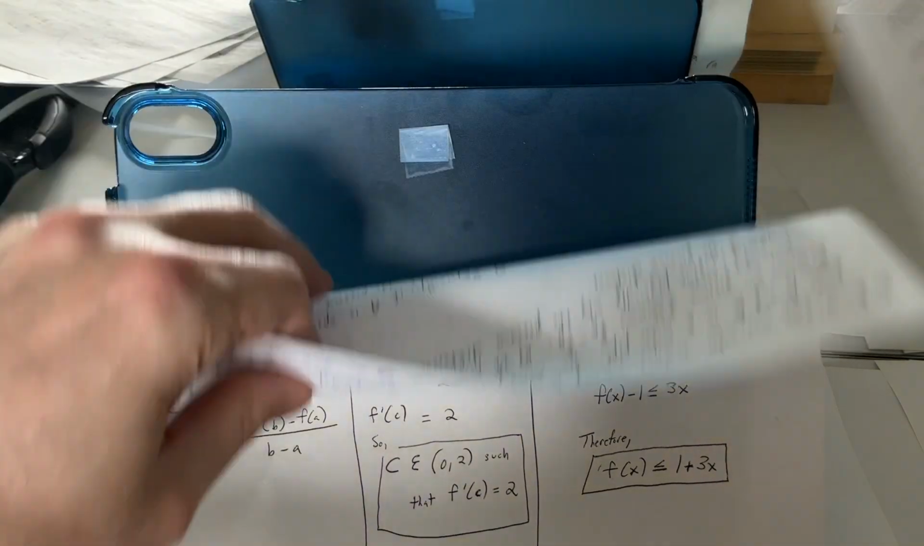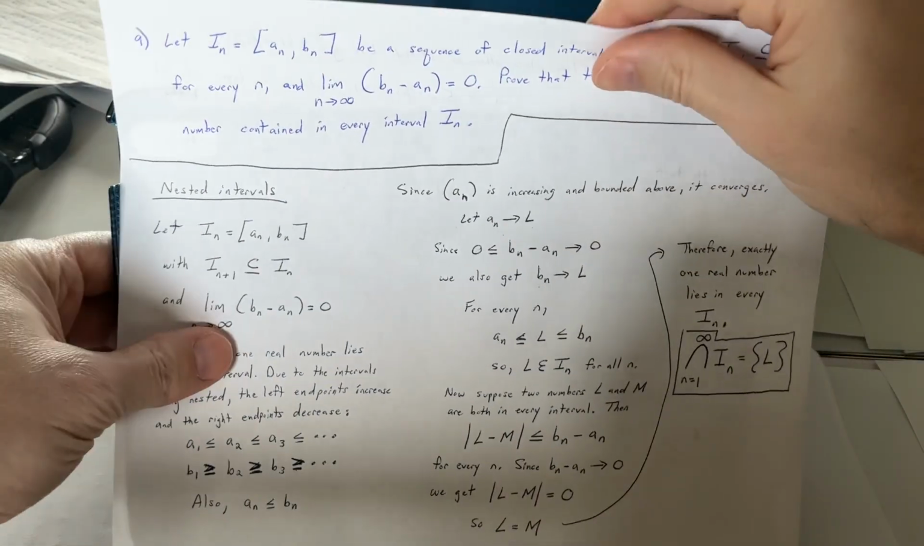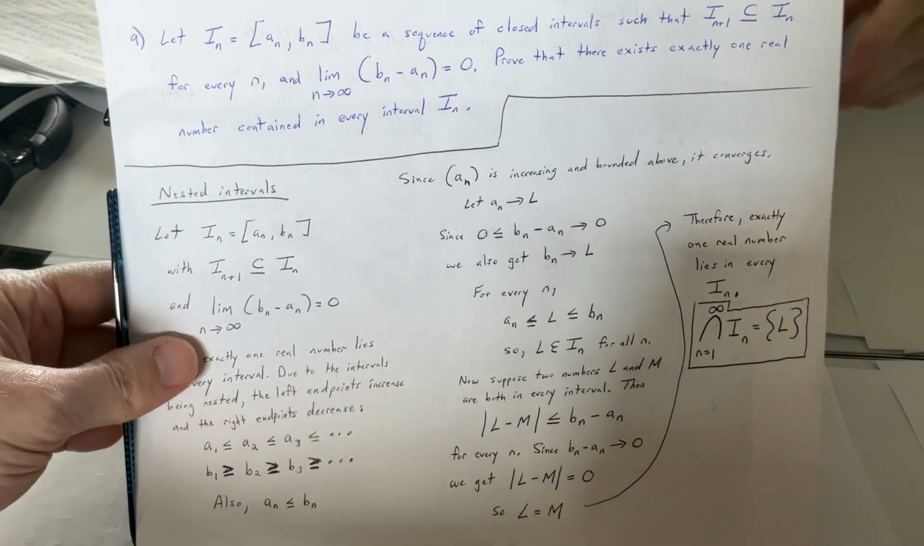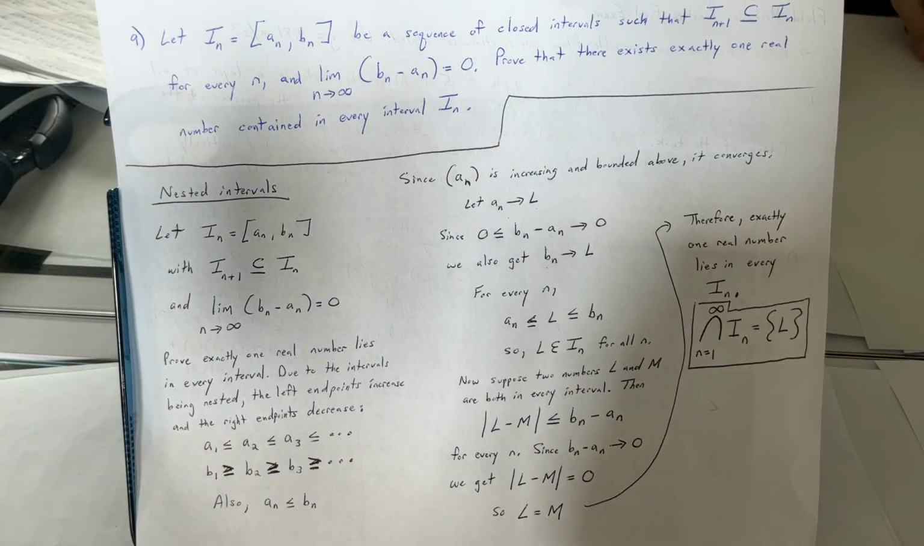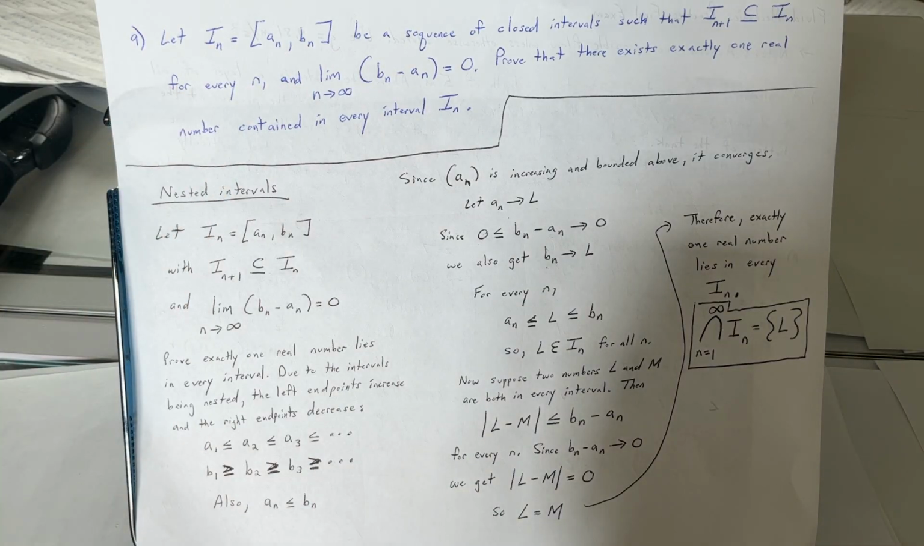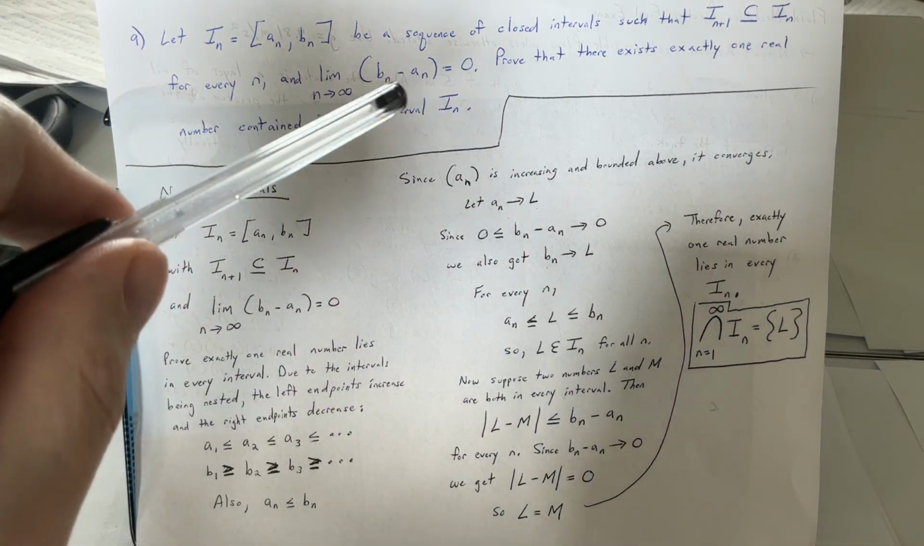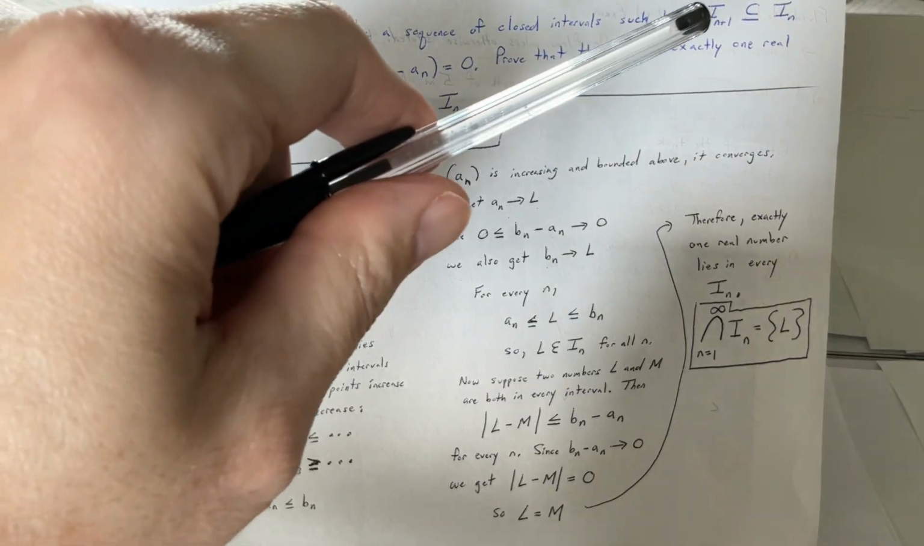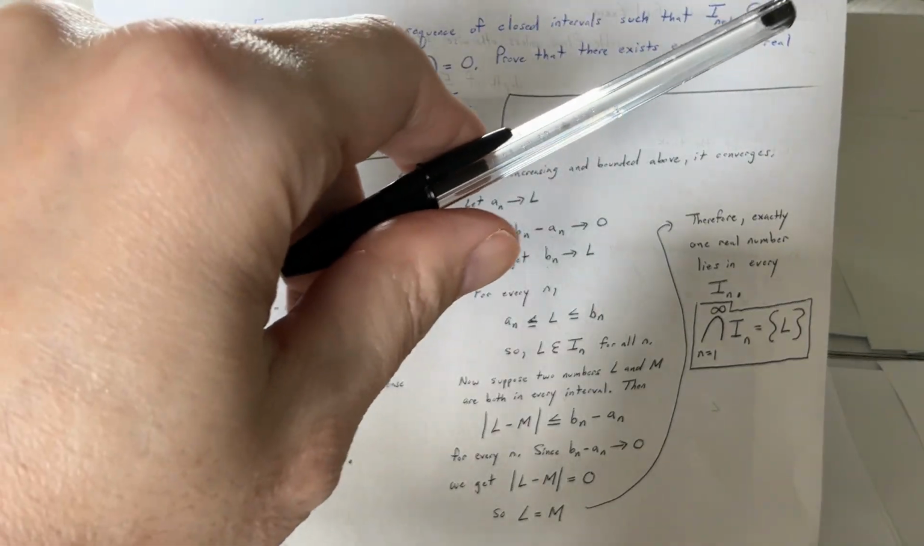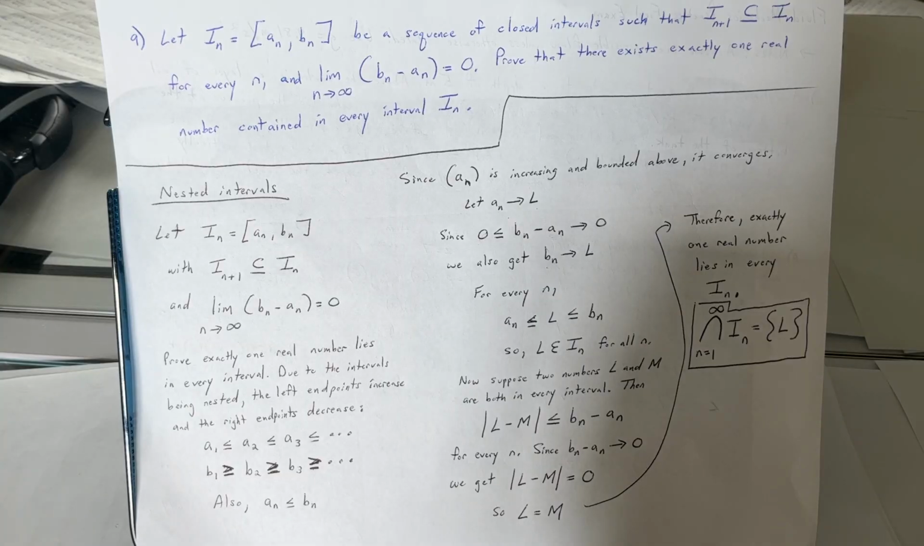Number 9. Let I sub n equal the closed interval [a sub n, b sub n] be a sequence of closed intervals such that I sub n plus 1 is contained in I sub n for every n, and as n approaches infinity, the difference b sub n minus a sub n equals 0. Prove that there exists exactly one real number contained in every interval I sub n.